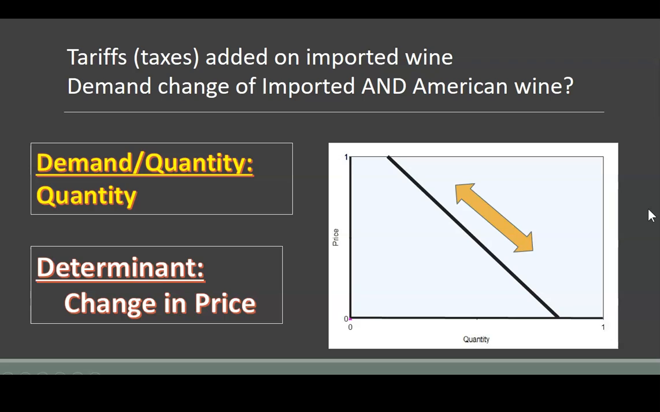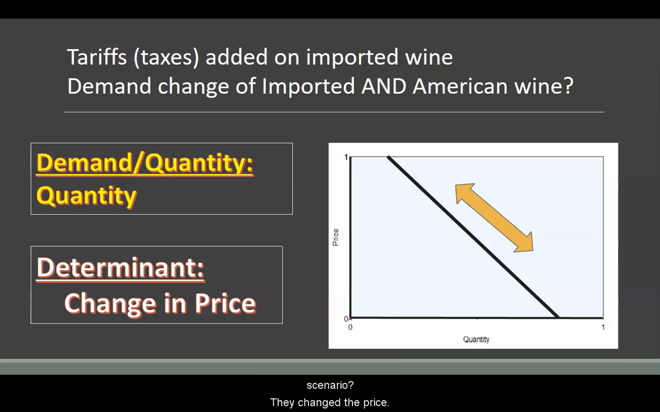Next example. Tariffs or taxes are added on imported wine. The demand change of imported and American wine. So if you have a higher price on this wine, for example, less people are going to want to buy it because it's more expensive. Who wants to pay more money for the same thing you've been getting before at a cheaper price? Nobody. So what changed in this scenario?